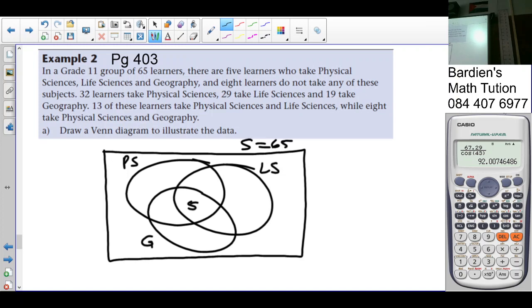And 8 learners, we have considered the 5 already, and 8 learners do not take any of these subjects. So you pencil in your 8. Okay. So where does the 8 go? Outside.